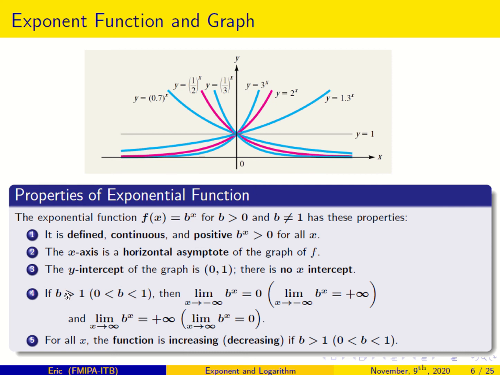If b is greater than 1, such as 3 to the x, 2 to the x, 1.3 to the x, then the limit of b to the x when x goes to minus infinity will give you 0. And when x goes to infinity, b to the x will go to infinity. For b from 0 to 1, it is the reverse. And the function is increasing when b is greater than 1, such as 2 to the x. When b is from 0 to 1, such as a half, it will be a decreasing function.